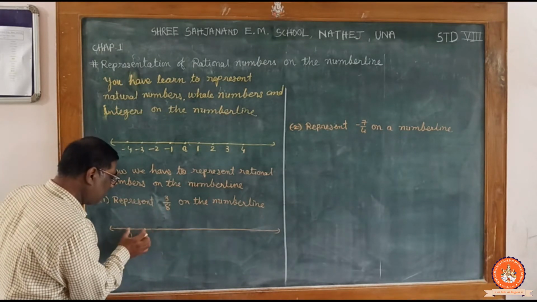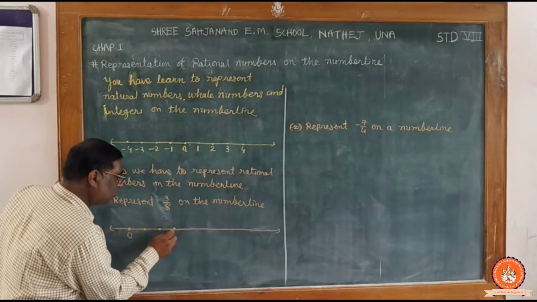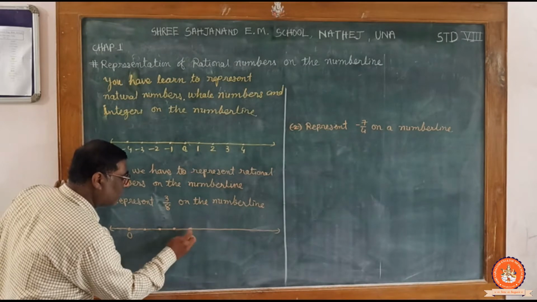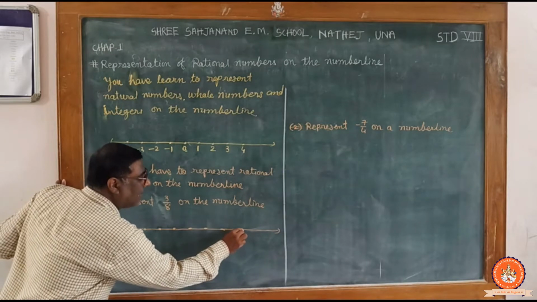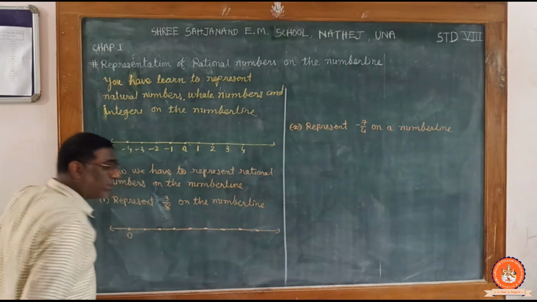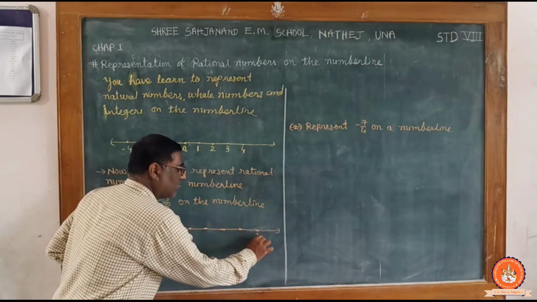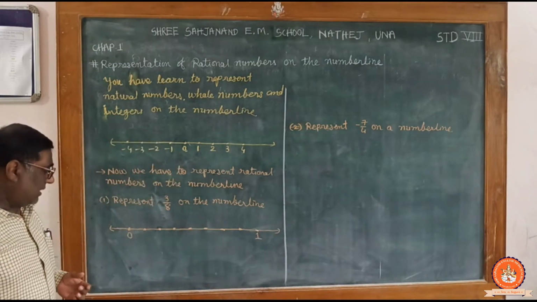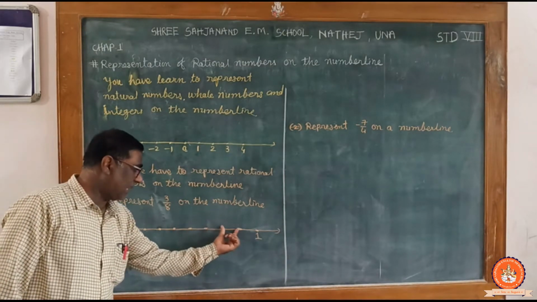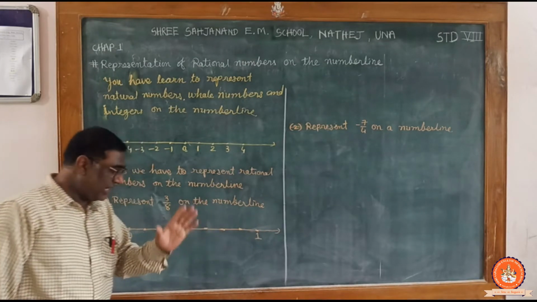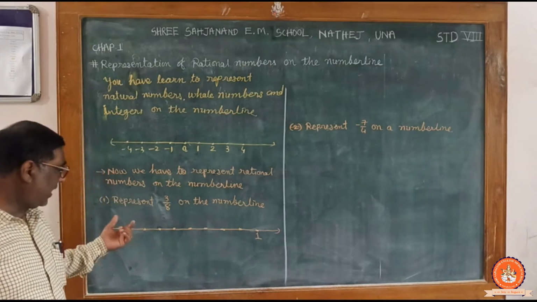1, 2, 3, 4, 5, 6, 7 and 8. Okay, 8 equal parts. This is 1. Now 1, 2, 3, 4, 5, 6, 7 and 8. We have divided the first unit, positive side, into 8 equal parts.